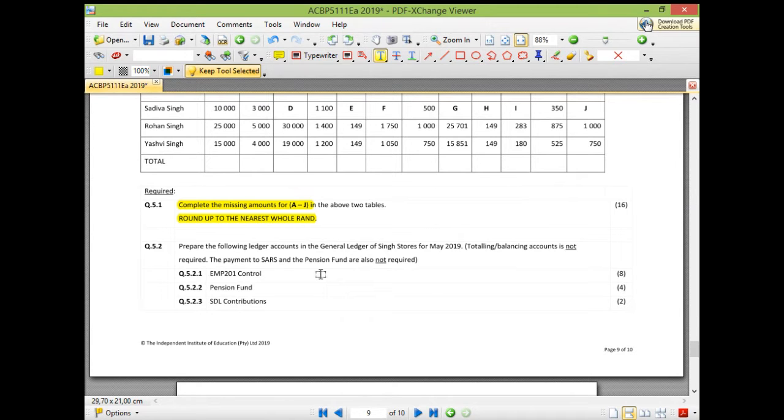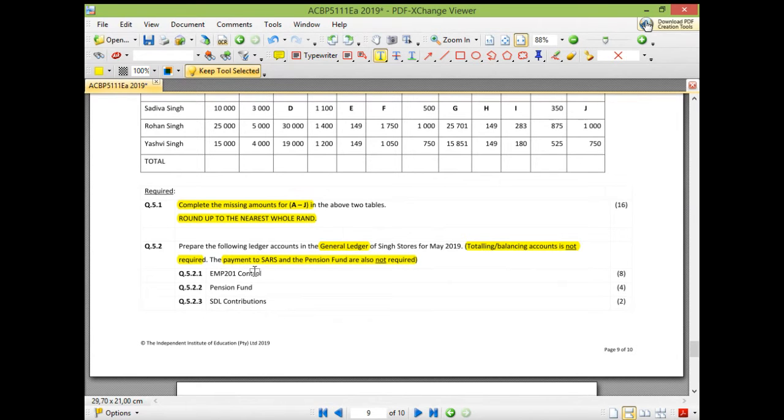And then they asked you to complete the general ledger accounts, and they tell you totaling and balancing accounts is not required, and the payment to SARS and the pension fund is not required. So they only want you to do the salary journal transactions. You don't have to balance the accounts. You do not have to show the payment to SARS amounts.